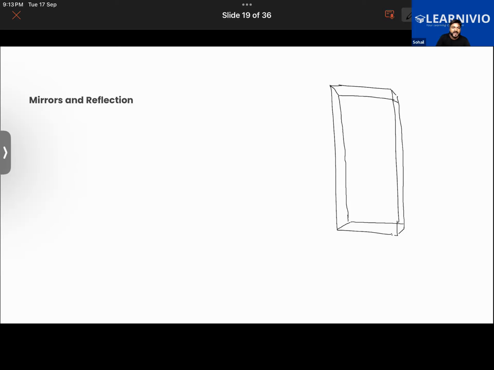Silver is a very highly reflective material: if 100% of light is falling on silver, 95% will be bounced back. It will be reflected back. So earlier what we used to do was apply a coating of silver on the back. Try to understand the diagram.